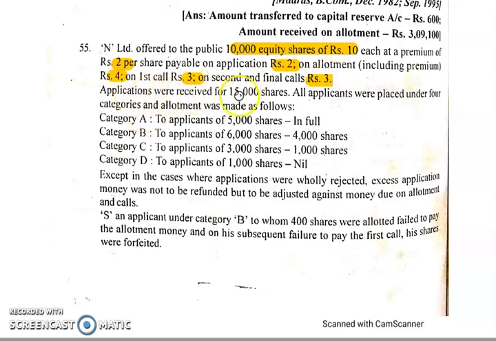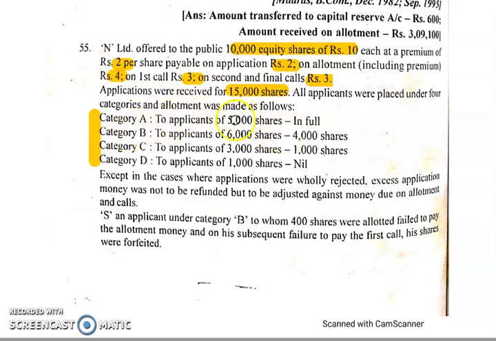The applications were received for 15,000 shares, so that means it is oversubscription. All the applications were placed under 4 categories. So here the pro rata allotment, partial allotment has been done, but based on category. So for pro rata allotment, you need to find out the ratio separately.